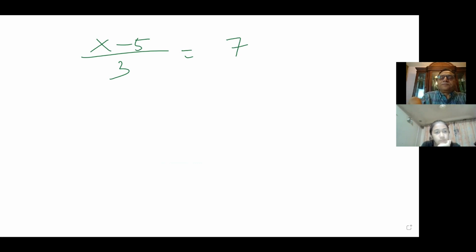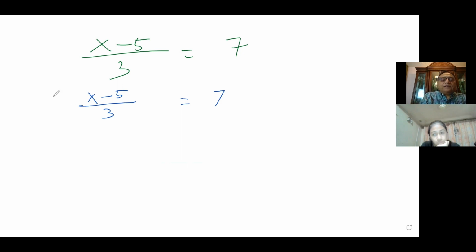Let's have another kind of equation. Now, these equations will involve fractions. And this is a ratio kind of equation. (x minus 5) over 3 equals 7. How am I going to solve this equation? Tell me. (x minus 5) over 3 equals 7. How will I solve? I need to isolate x.